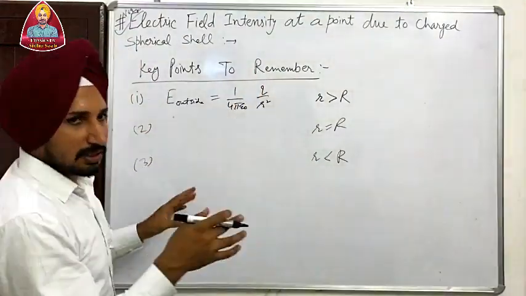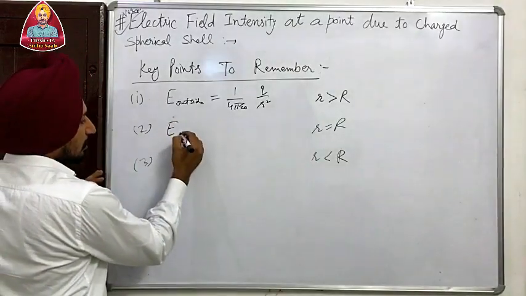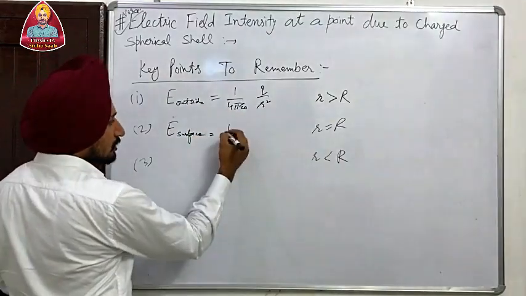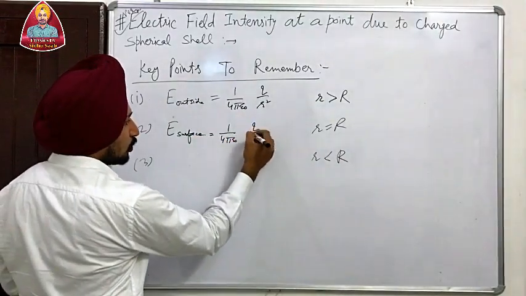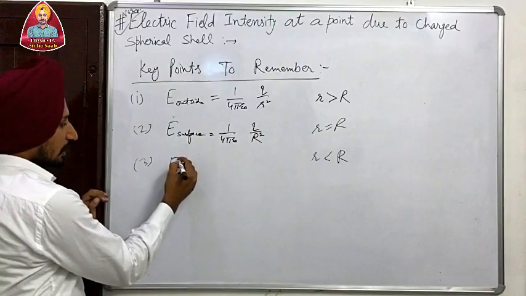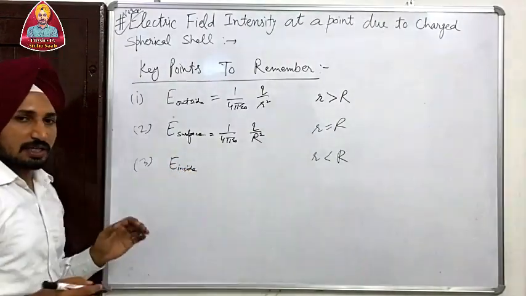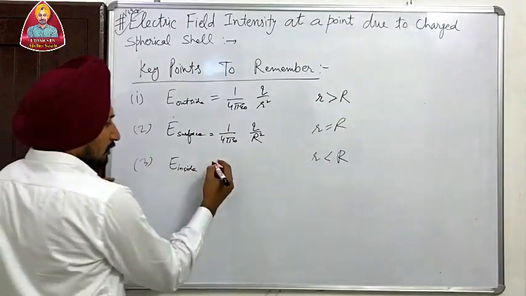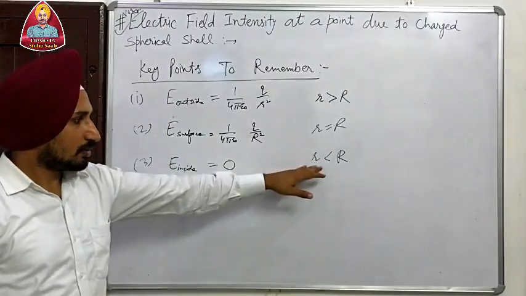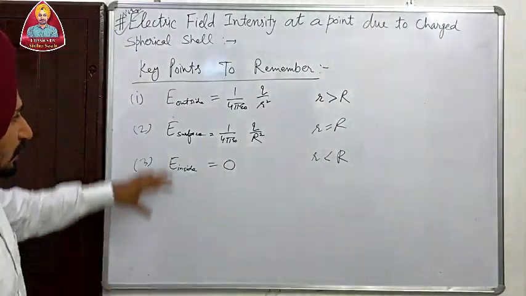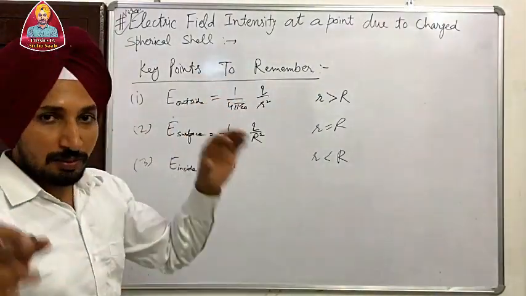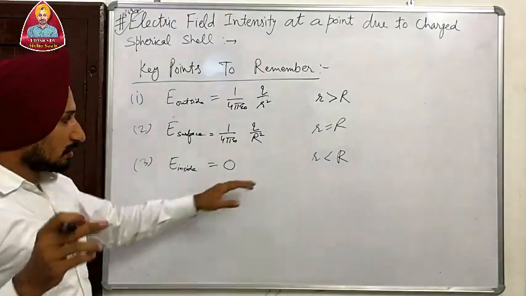Now the second key point in this topic is E on surface. What is the value of E on the surface? It was 1 upon 4 pi epsilon 0 Q over R square. The third point, E inside, the electric field inside the spherical shell. There is no electric field inside the spherical shell, that is 0 for r less than capital R. These are the three key points which you must learn for your competition exams and board exams.